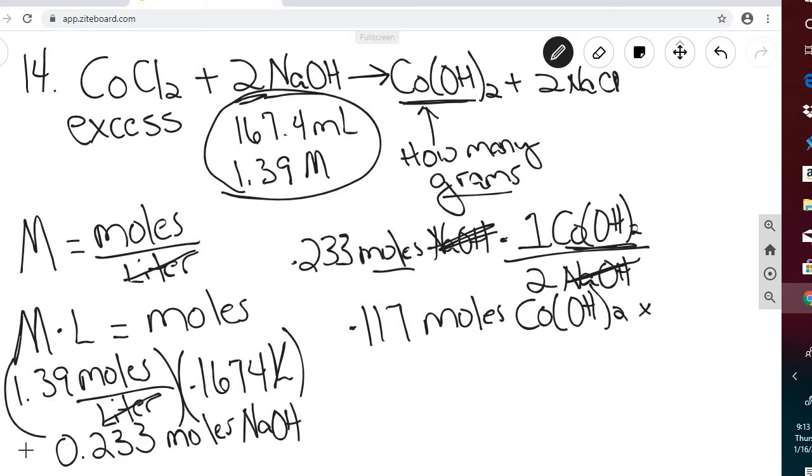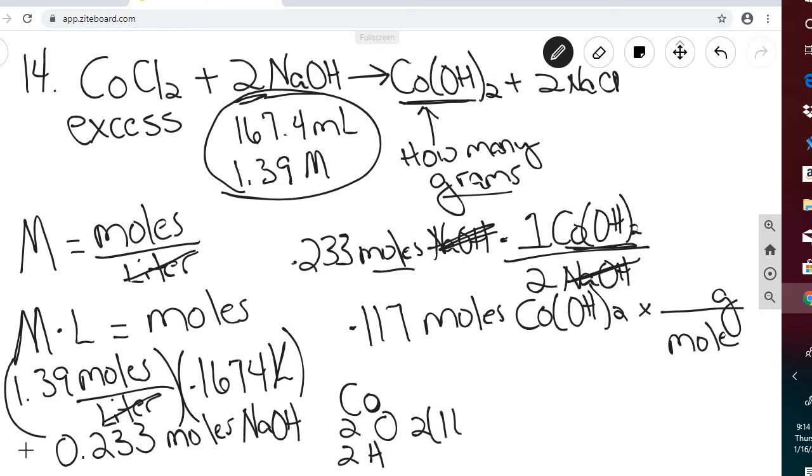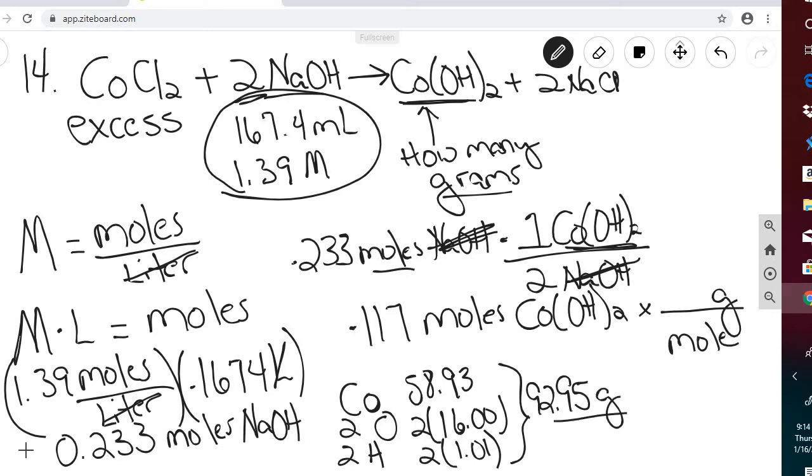We want grams on top, so how many grams is in a mole for cobalt hydroxide? There's 1 cobalt, 2 oxygens, and 2 hydrogens. So 2 times 16 for the oxygen, 2 times 1.01 for the hydrogens, and then cobalt, I don't know that one. Cobalt is number 27, it's 58.93. So adding all those together, we get 92.95 grams in a mole for cobalt hydroxide.